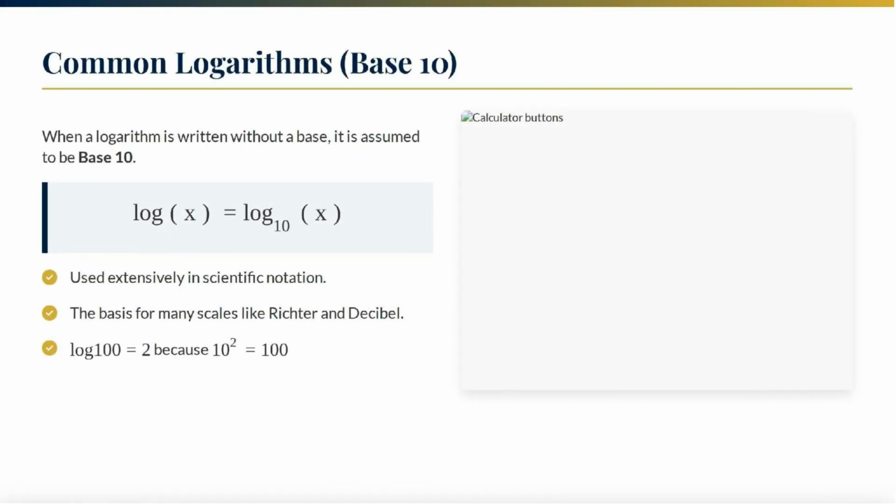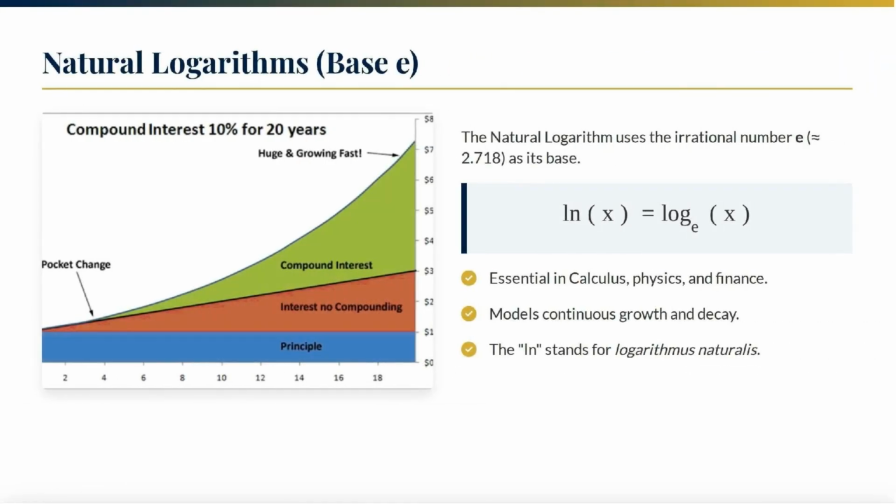Common logarithms use base 10. When a logarithm is written without a base, it is assumed to be base 10. These are used in scientific notation and scales, like the Richter scale. Natural logarithms use the irrational number e as the base.